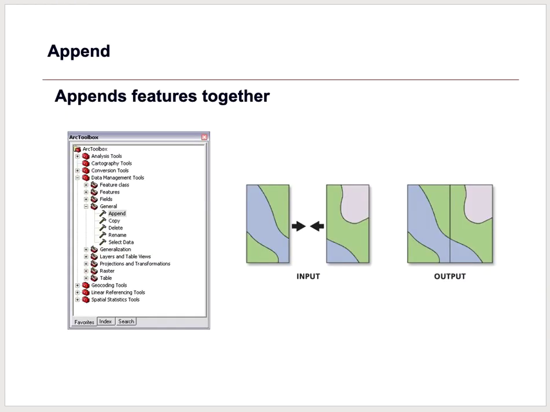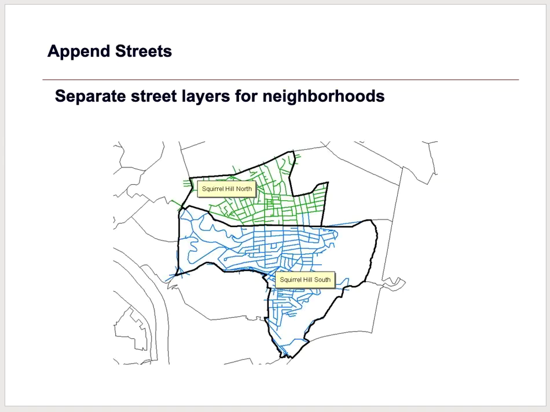The next one is append, and it appends features together. So here we have two features and they join them together, and this is our output here. You could also append streets. Here we have separate street layers for neighborhoods. This is called Squirrel Hill North, and we have Squirrel Hill South, and they appended these two streets for this neighborhood.